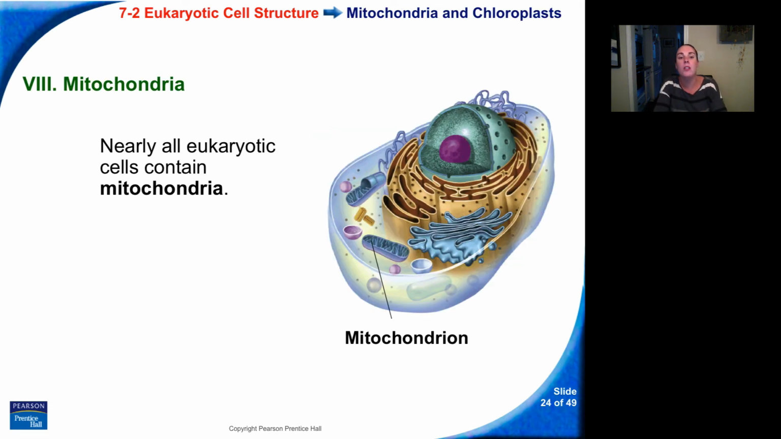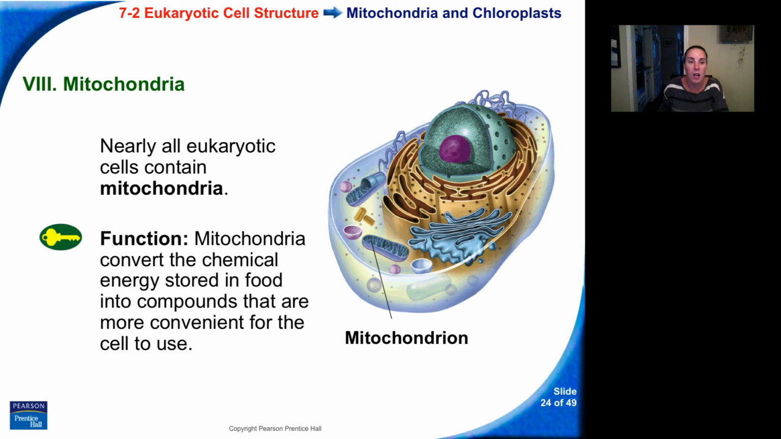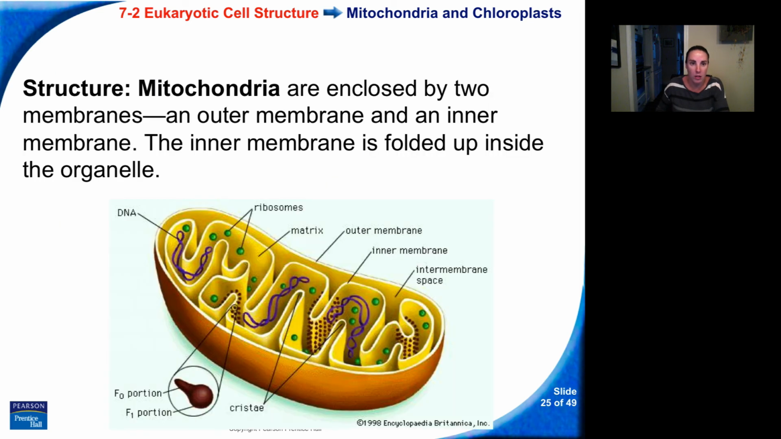Mitochondria. Nearly all eukaryotic cells contain mitochondria. The mitochondria are the energy organelle. They convert chemical energy stored in your food into compounds that are more convenient for the cell to use. So this is where your carbohydrates are broken down into actual energy molecules that the cell can use. Mitochondria are enclosed by two membranes, an outer membrane and an inner membrane. The inner membrane is folded up inside the organelle.